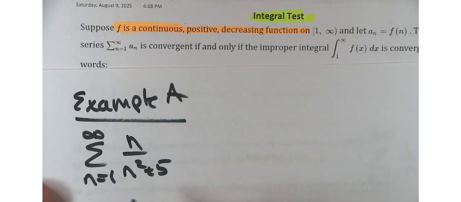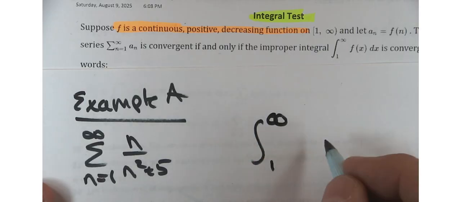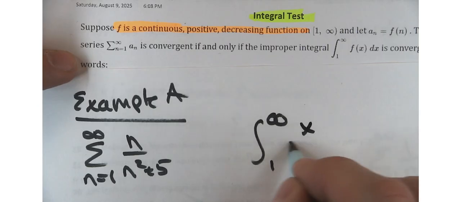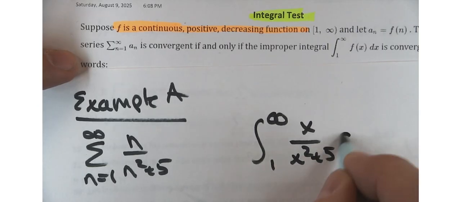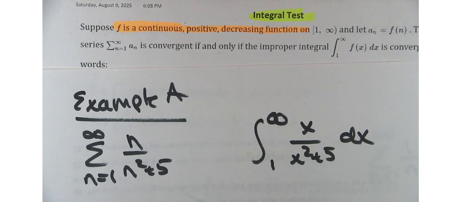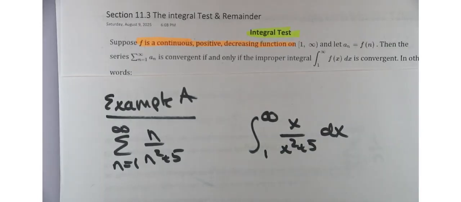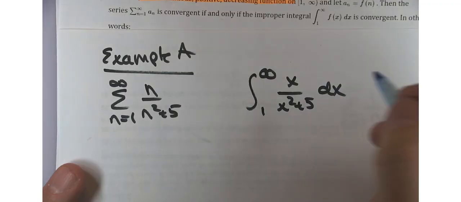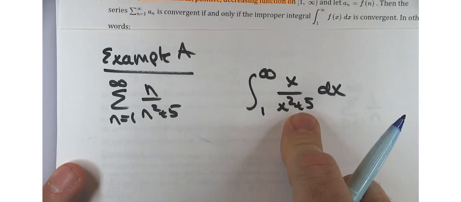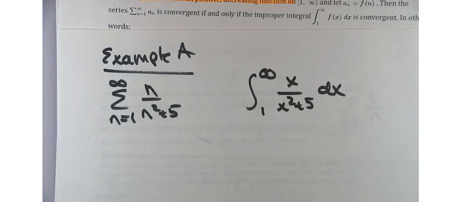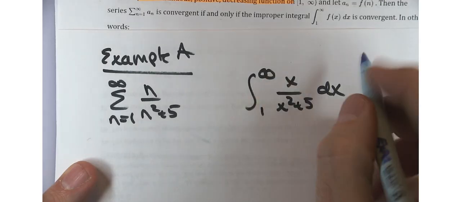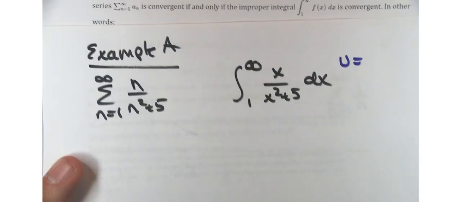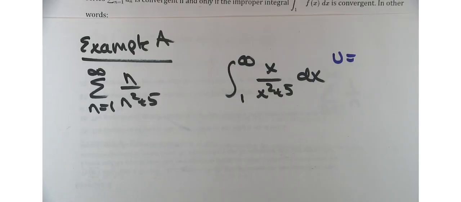Well, let's find out. So we're going to test the integral from 1 to infinity of x over x squared plus 5 dx. You could use a different variable if you'd like. That's up to you. Now, we don't have a nice antiderivative at the ready for this, so we're going to change our function. Let's do a u substitution. What would you suggest u equal? Yeah, x squared plus 5.